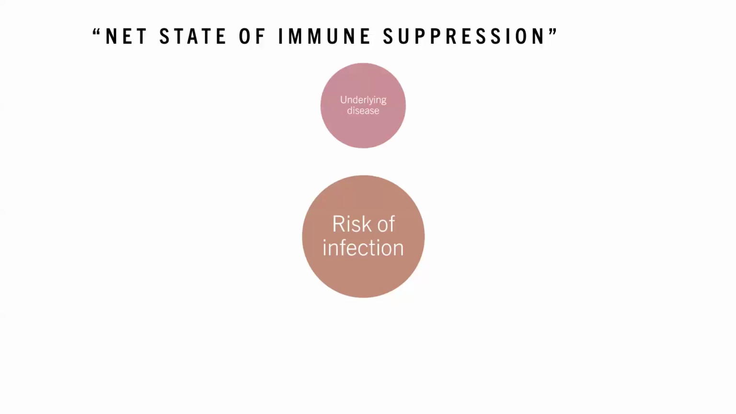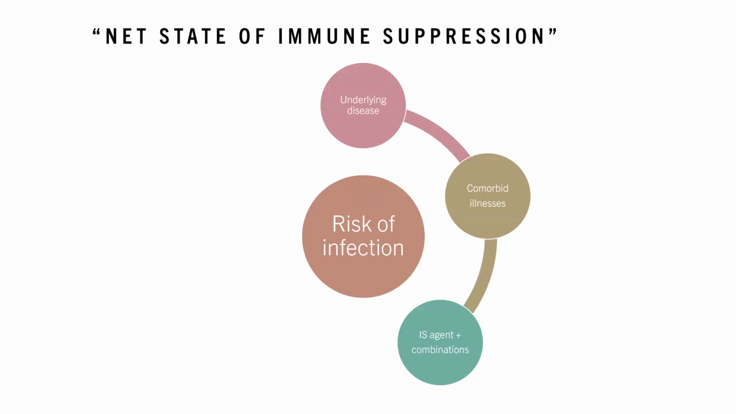Some of that involves the underlying disease. So someone with rheumatoid arthritis, for example, is immune suppressed regardless of any other drugs that they put on. They may also have chronic kidney disease, or they may have hypertension or diabetes. These are additive factors in terms of their immune suppression. Then you put them on an immune suppressive agent or particular combinations. That also obviously adds to the infectious risk.